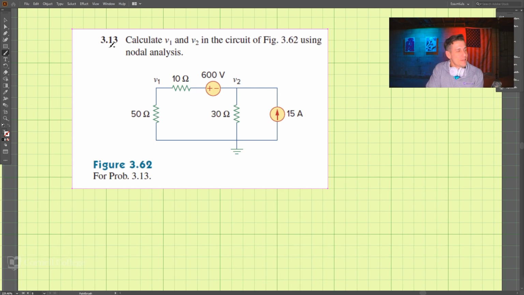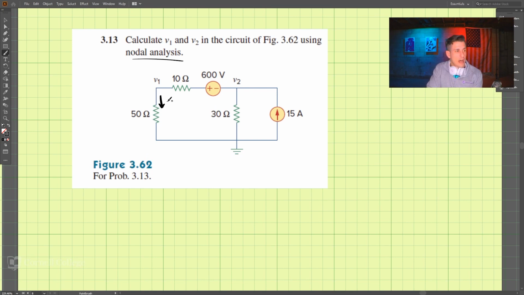All right, so let's do 313. We're supposed to calculate V1 and V2 in the circuit of figure 3.62 using nodal analysis. So using nodal analysis, we can figure out V1 here. Remember Ohm's law, V equals IR.